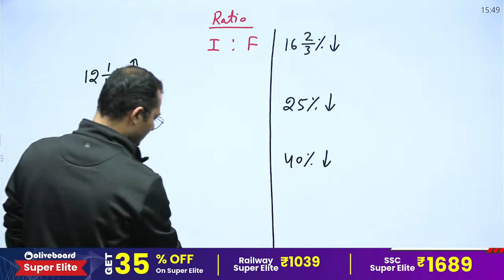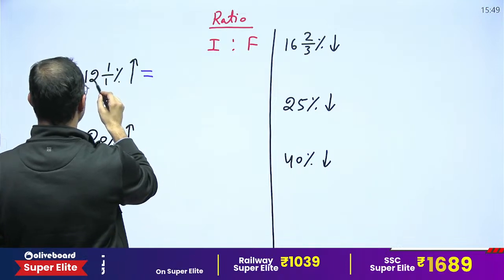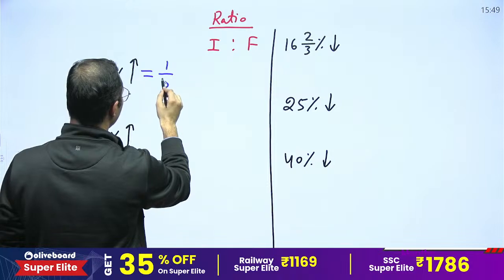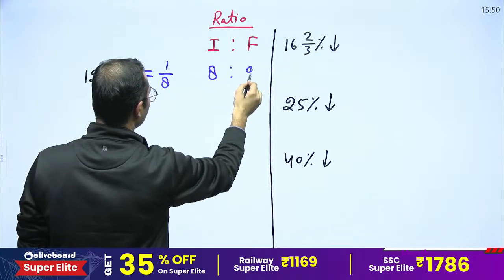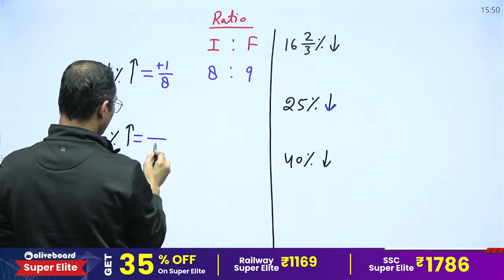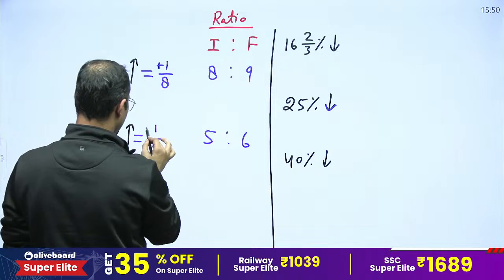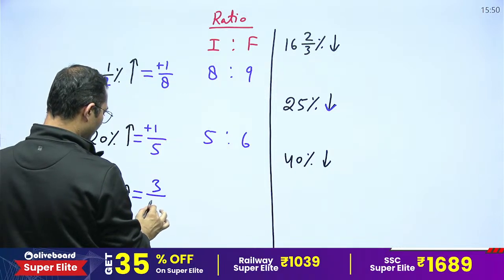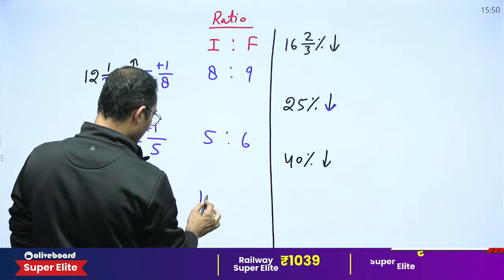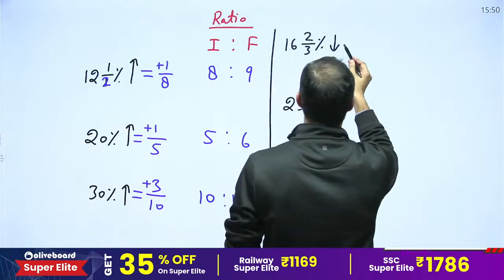Yes. See, here 12 whole 1 upon 2, so we can write it as 1 upon 8. So the ratio is 8:9. So the numerator shows the increase. 20% is equal to 1 by 5, right? So we can write it as 5:6, right? 30%, 3 by 10. So we can write it as 10:13. No problem.